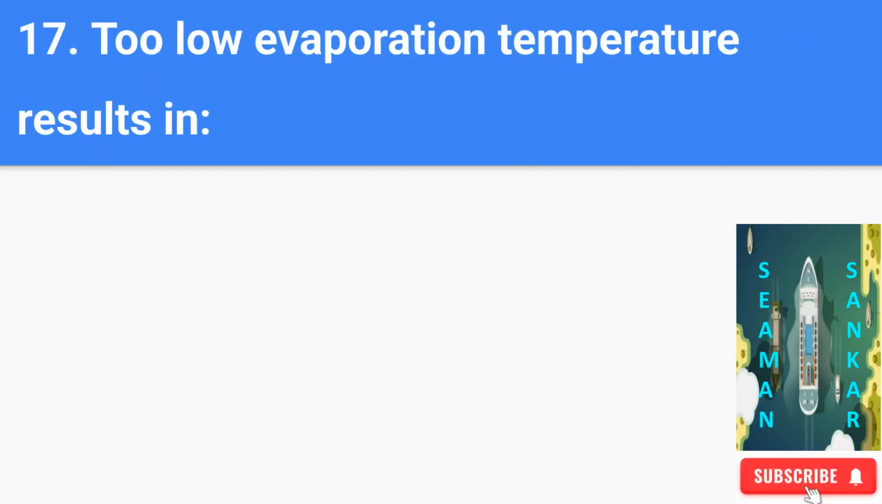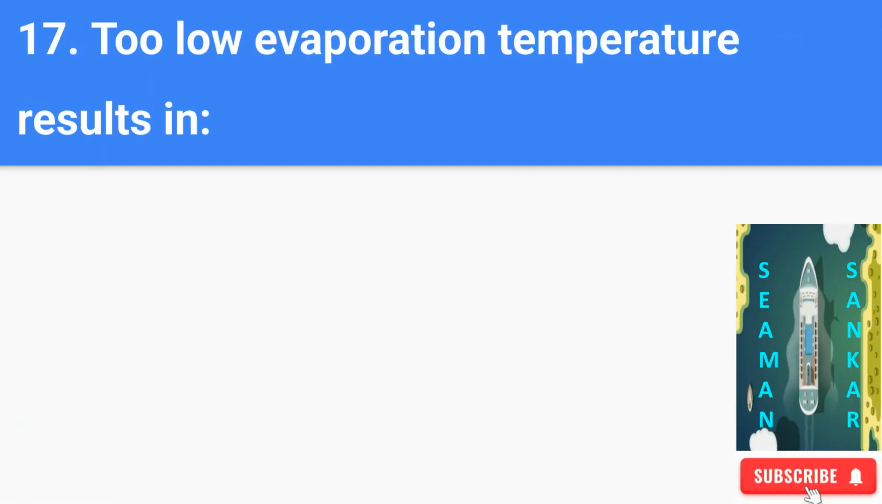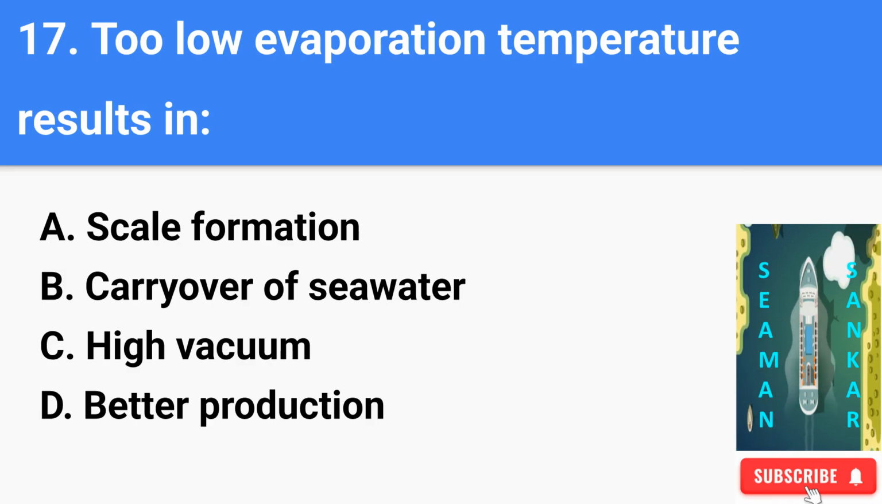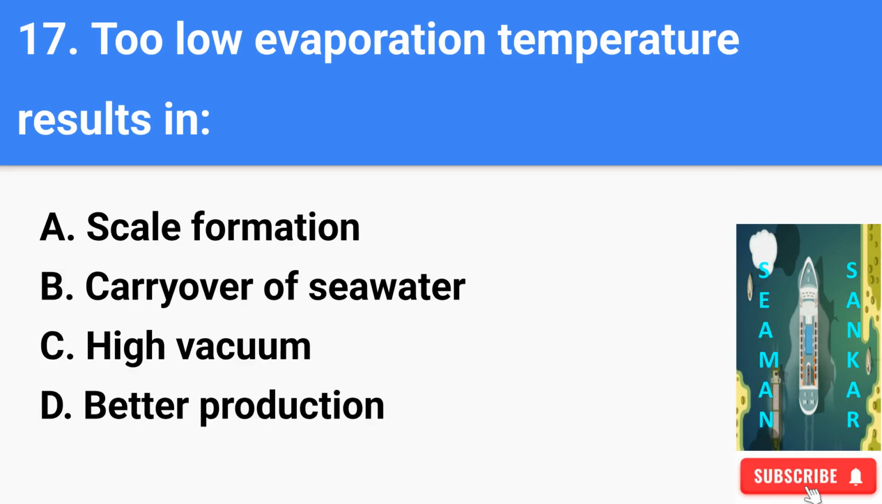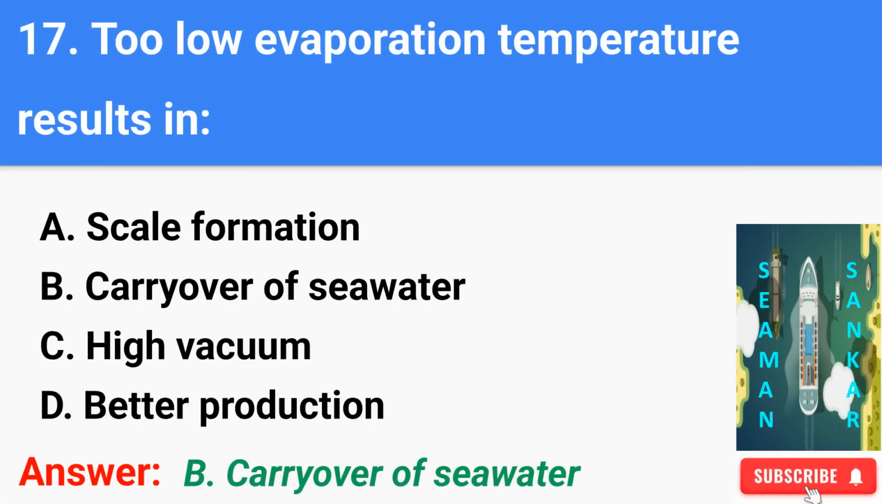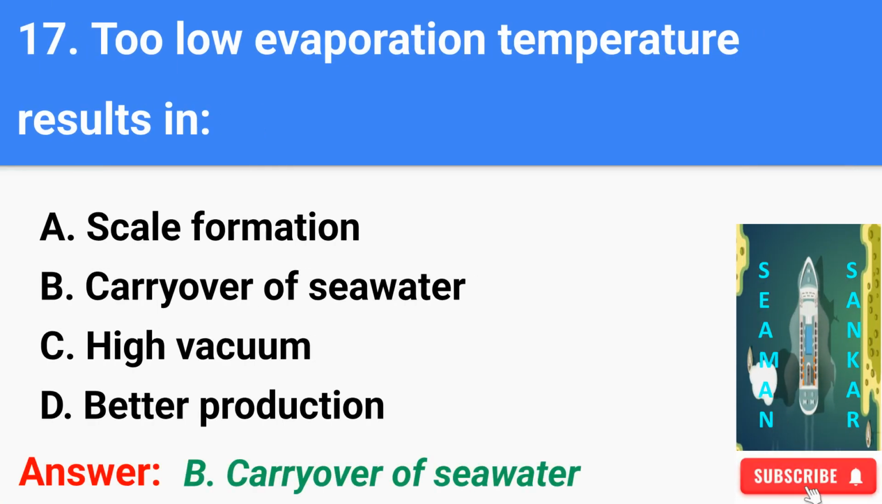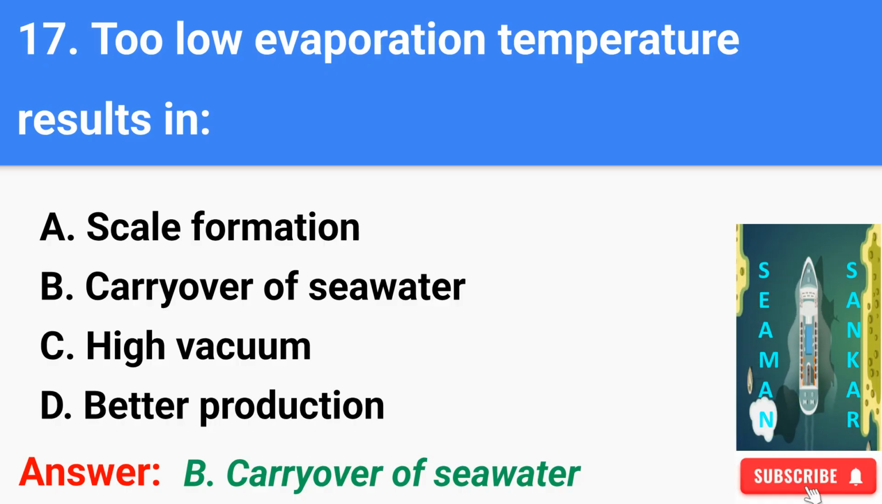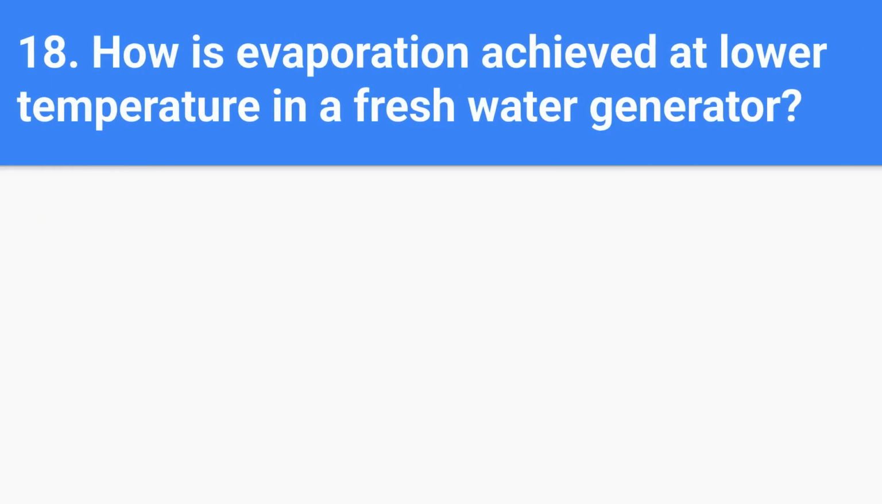Question 17. Too low evaporation temperature results in A. Scale formation, B. Carryover of seawater, C. High vacuum, D. Better production. The correct answer is B. Carryover of seawater. Low evaporation temperatures can lead to poor vapor quality and increased risk of seawater droplets entering the distillate.